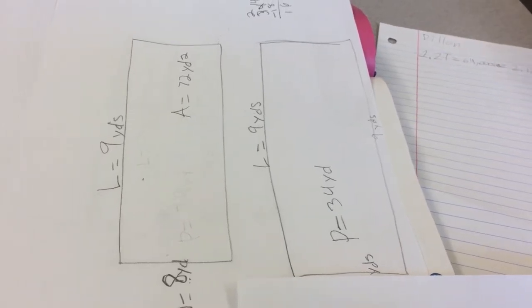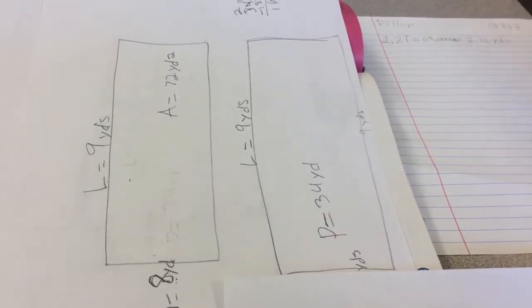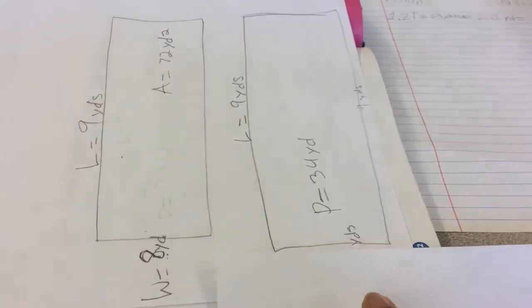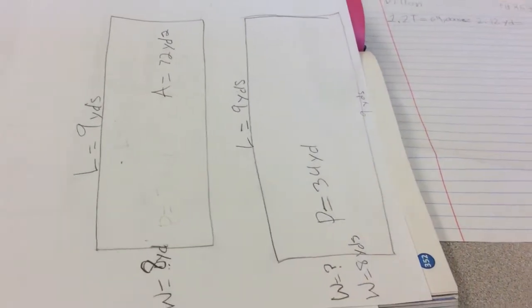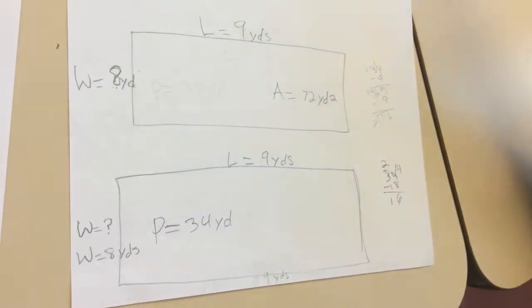So what is the width of this rectangle here with the perimeter of 34 yards? Well, since it's gonna be 16, it's gonna be 8 yards. So is Kayla's answer correct? Yes. Can you check and see if Kayla's math is right on the area and the perimeter? Yeah.